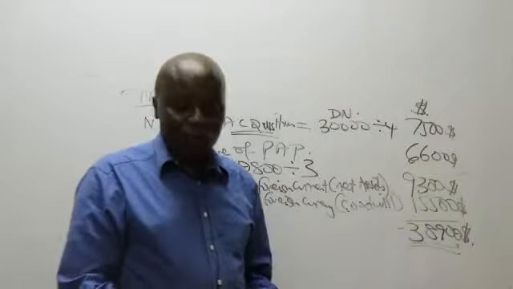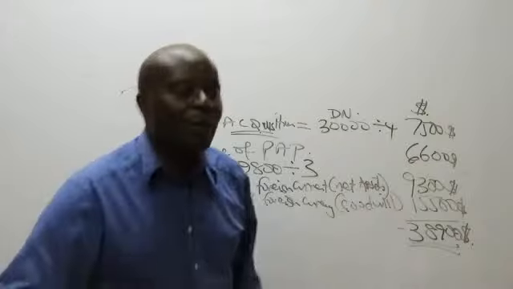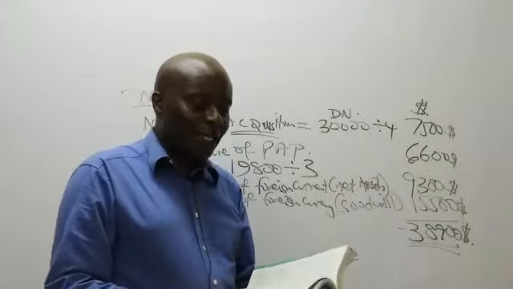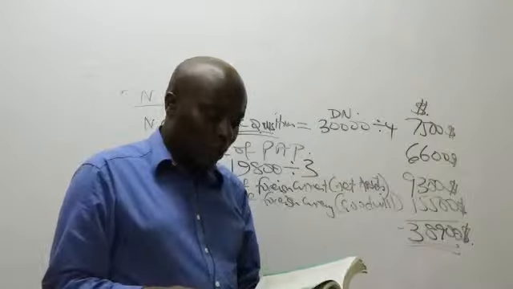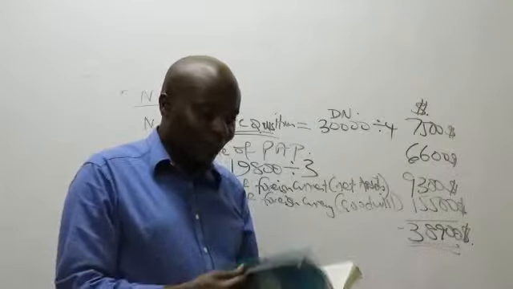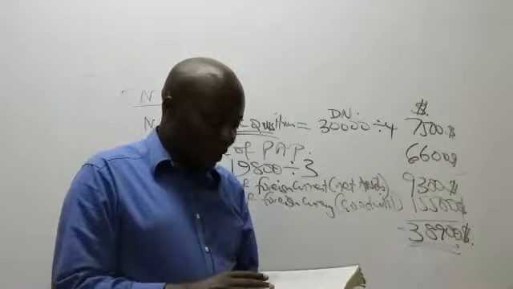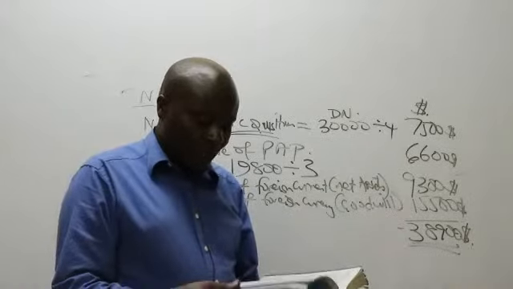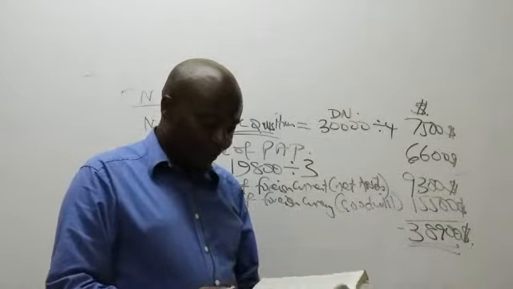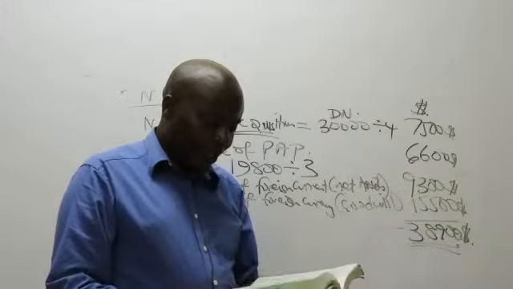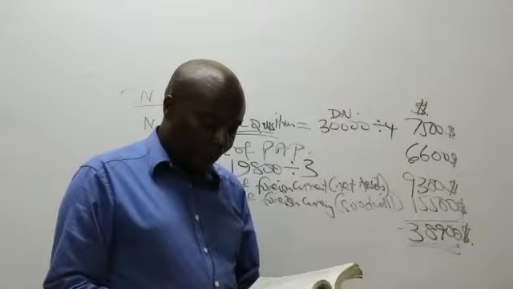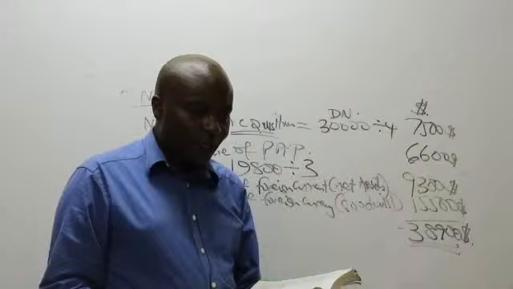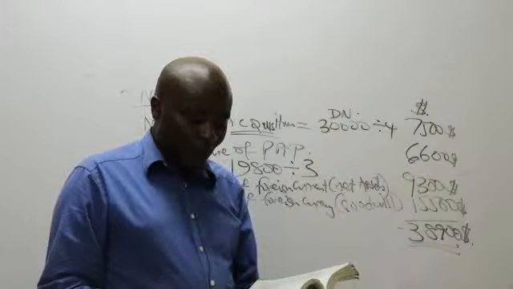And if you've been able to put a figure there, let's see whether we have anybody who will be able to give us the retained earnings as a balancing figure. 151,400.